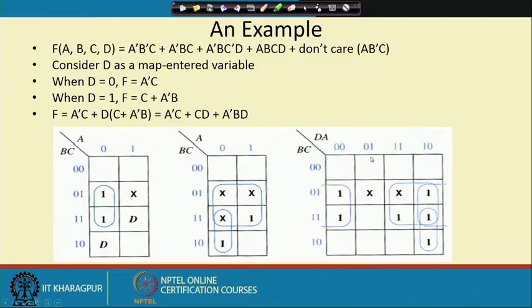So this 4 variable K map, we can solve it using a series of 3 variable K maps, taking help of this map entered variable concept. Of course, with the increasing number of variables this will also become cumbersome, but up to a certain number of variables, you can try it out.